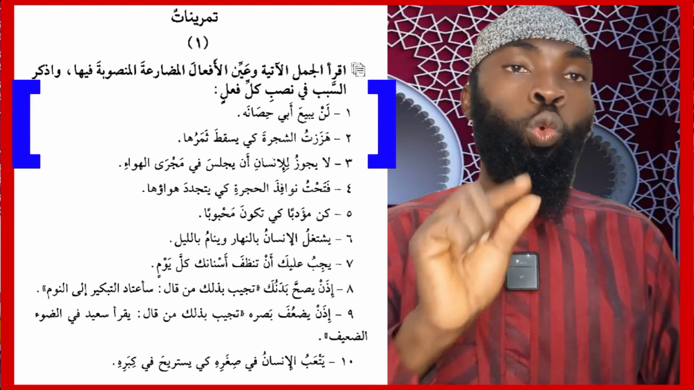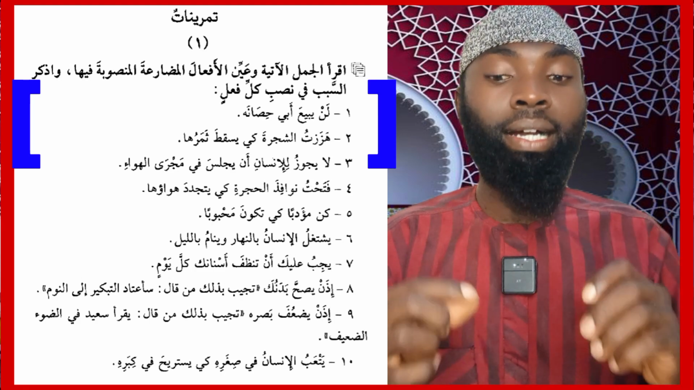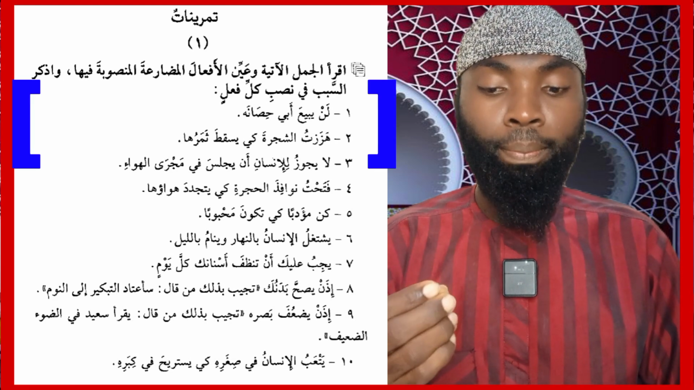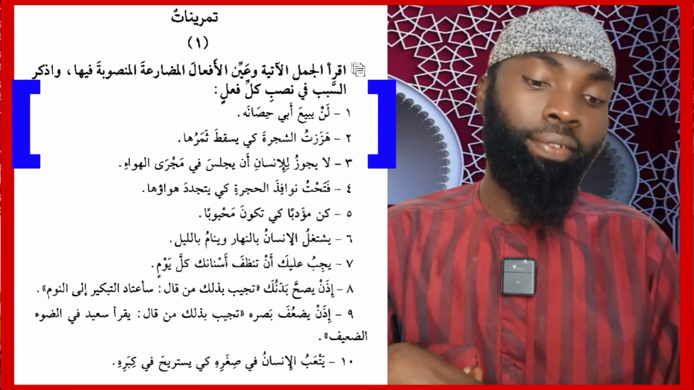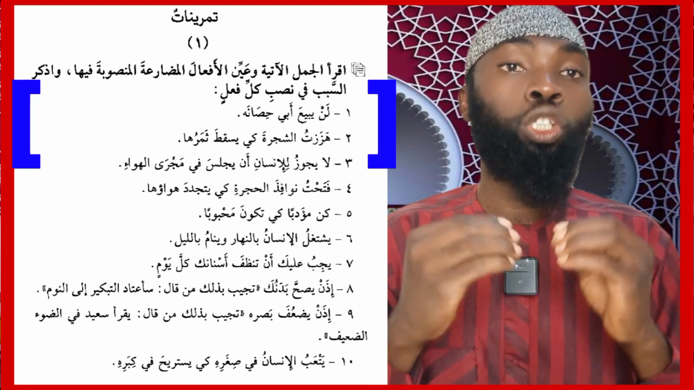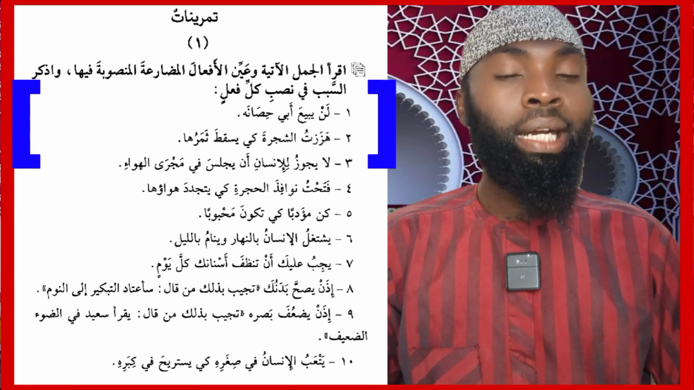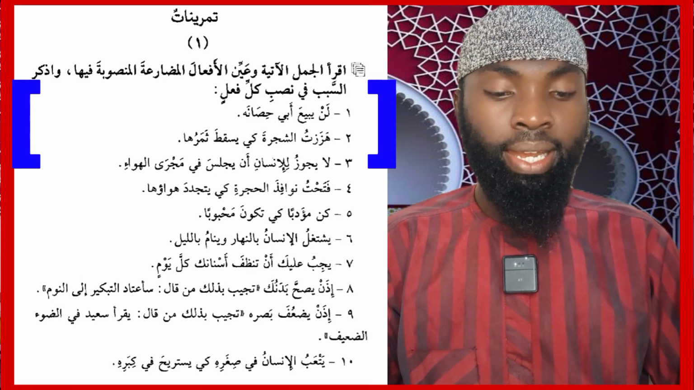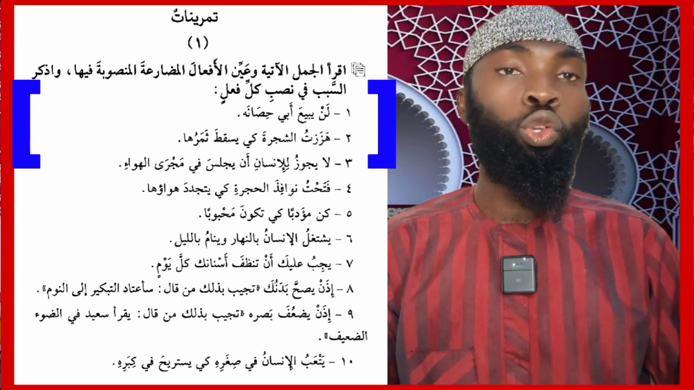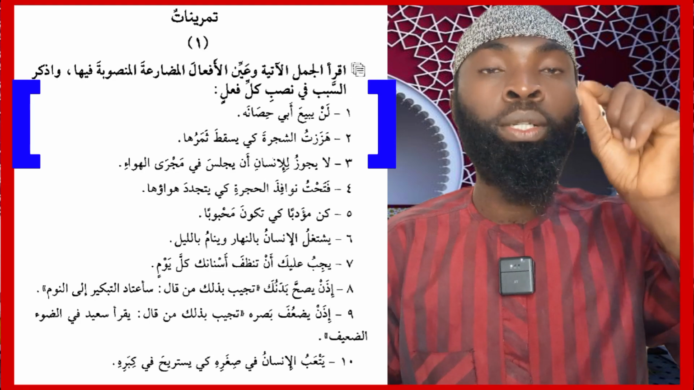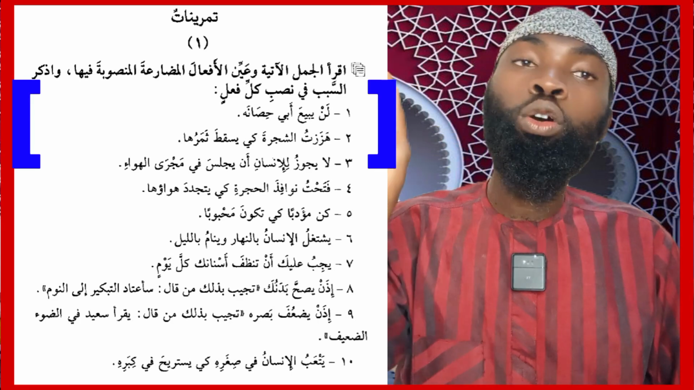All of the following sentences, we are to identify the af'al al-mudari'ah, the present tense verbs which are having fatha at the end of them. وَاذْكُرِ السَّبَبَ فِي نَصْبِ كُلِّ فِعْلٍ, and mention the reason which puts all of these present tense verbs in the subjunctive case carrying fatha. Number one, we have لَنْ يَبِيعَ أَبِي حِصَانَهُ. My father will never sell his horse. The present tense verb here is yabi'u. So we're going to form a table where we write af'al al-mudari'ah, present tense verbs, in the first column, and in the second column we write as-sabab.